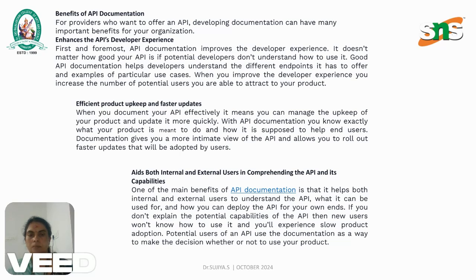Efficient product upkeep and faster updates. When you document your API effectively, it means you can manage the upkeep of your product and update it more frequently and quickly. With the API documentation, you know exactly what your product is meant to do and how it is supposed to help the end users.